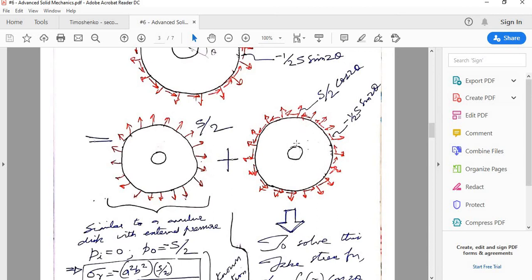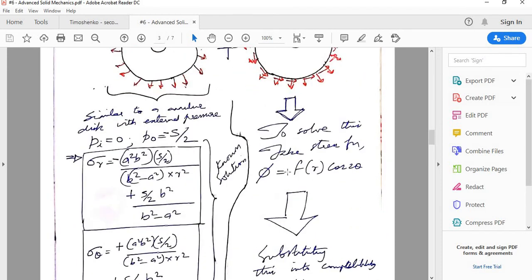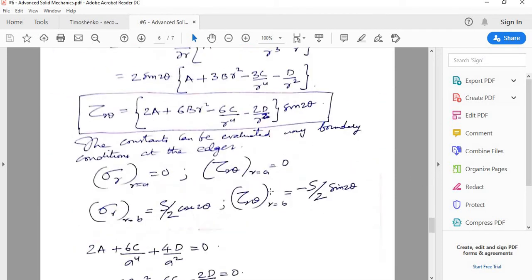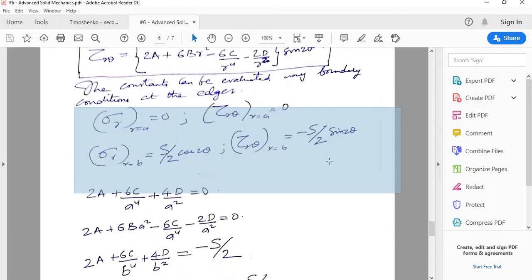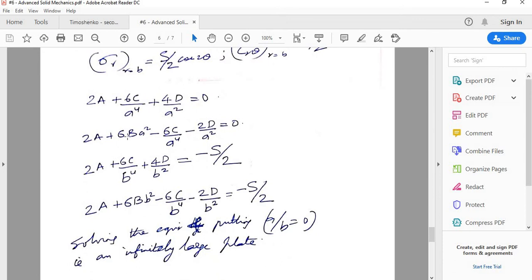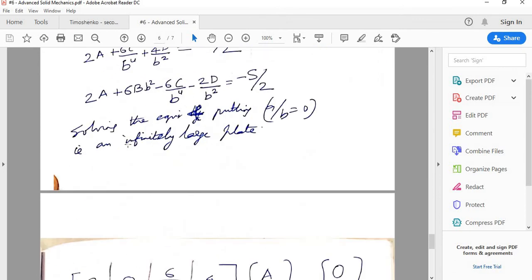And at r equal to b, which is the outer radius, sigma r is S by 2 cos 2 theta and tau r theta is minus half S sin 2 theta. So you have four conditions using which you can evaluate the four constants. So that is what I have done. So these are the four boundary conditions, so four equations, four unknowns.